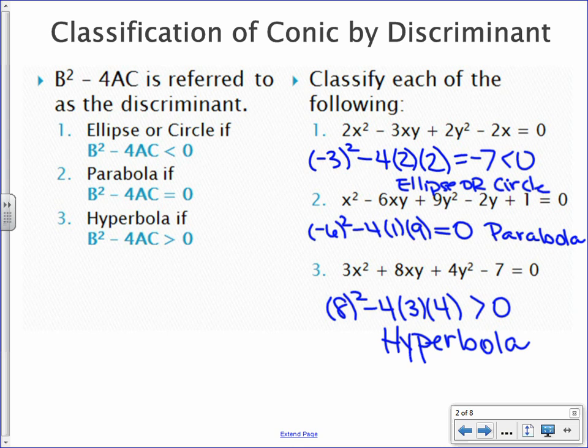Now, let's talk about the algebra. With this xy term, we can't separate our variables like we were used to doing and completing the square, because that one term has both an x and a y, and we can't split it apart. So instead we're going to have to rewrite our equation based on our rotation.